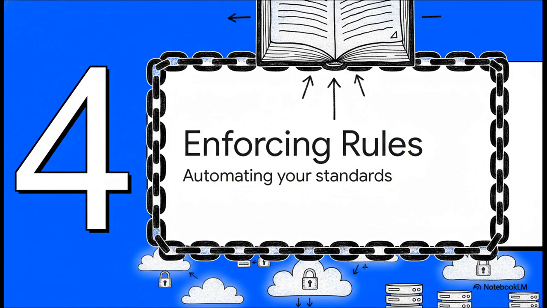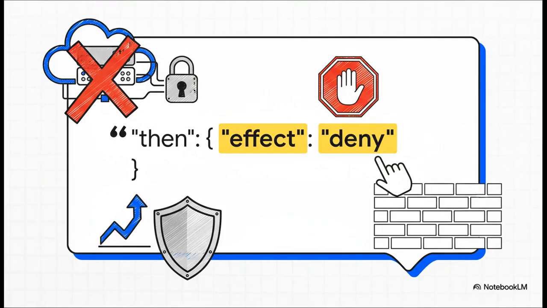So locks are great for preventing those simple accidents, but what about enforcing more complex rules across your entire organization? Well, that's where Azure Policy steps in. Think of it as your automated rulebook for the cloud, making sure every single new resource follows your standards from the second it's created. Now, don't let this little bit of code scare you. Azure Policy is really just based on a simple if-then logic. For example, you could have a policy that says, if someone tries to create a resource outside of our approved regions, then deny the request. See? It's a simple but incredibly powerful way to automate your company's standard.